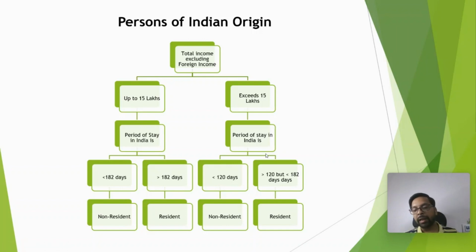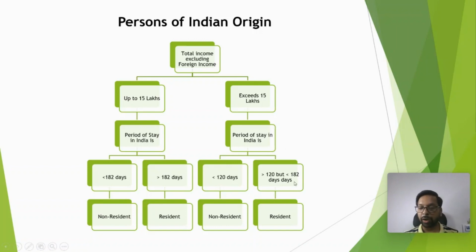And if the stay in India is less than 182 days but more than 120 days, they will be termed as resident. So primarily it is based on their income. If the income is up to rupees 15 lakh, then they go to the normal condition. But if the income exceeds 15 lakh rupees, excluding foreign source income, then the condition of 182 days has been replaced with the condition of 120 days. So we need to look at the condition of 120 days.